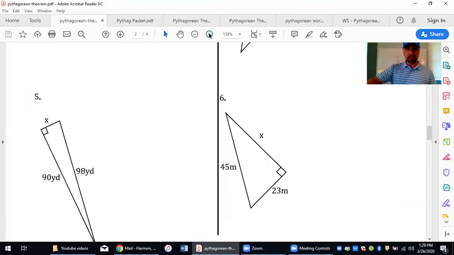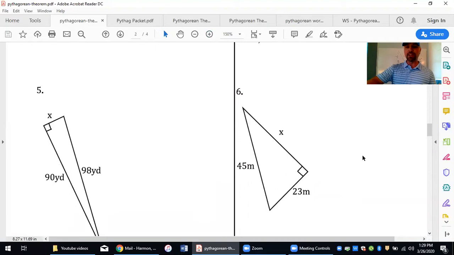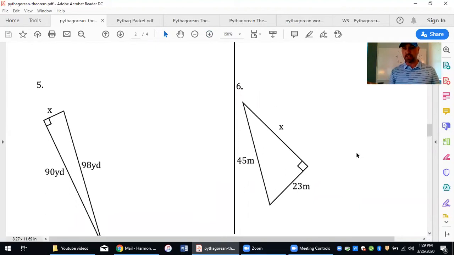Since I'm right here, I'll zoom in a little bit. Why don't you try number 9? Or I'm sorry, number 6. Go ahead and pause the video and work it out on a piece of paper, or if you've printed the worksheet out, work this one out on your own. When you're finished, unpause and check with what we're doing here.